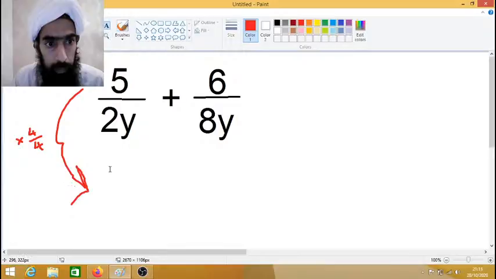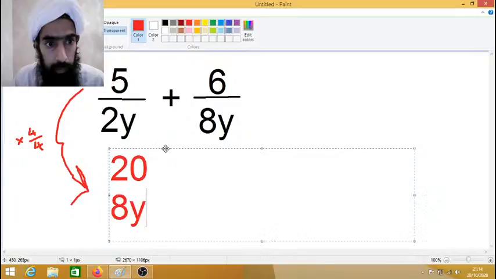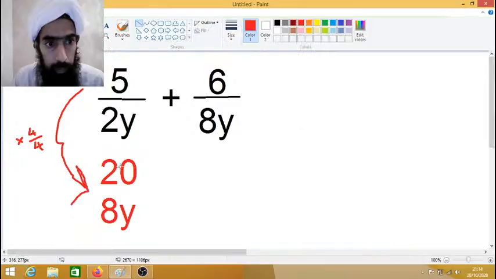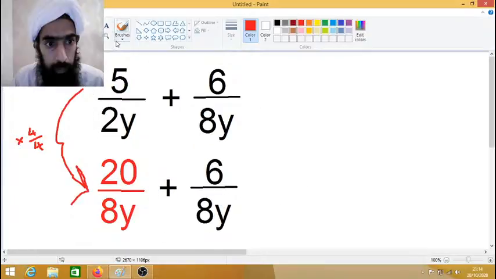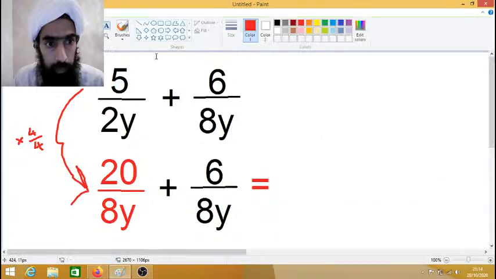So the top will become 20. The bottom will become 8y. Have I changed the question? No, it's the same question. It just looks different. But the advantage is that now I've got 8y on the bottom, which matches what I have at the bottom of the second fraction. So now I can go ahead and add the top.